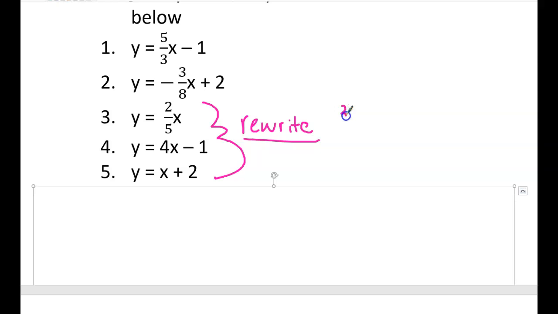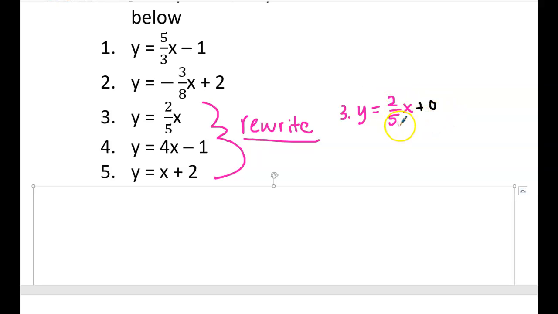So let's go ahead and take a look at number 3 here first. So in this case, I see my rise. My rise is 2. I see my run. My run is 5. What we don't have is the y-intercept. And when that's missing, it's a 0. So I'm just going to put a plus 0 there. And that's it. Now we could graph this if we wanted to.